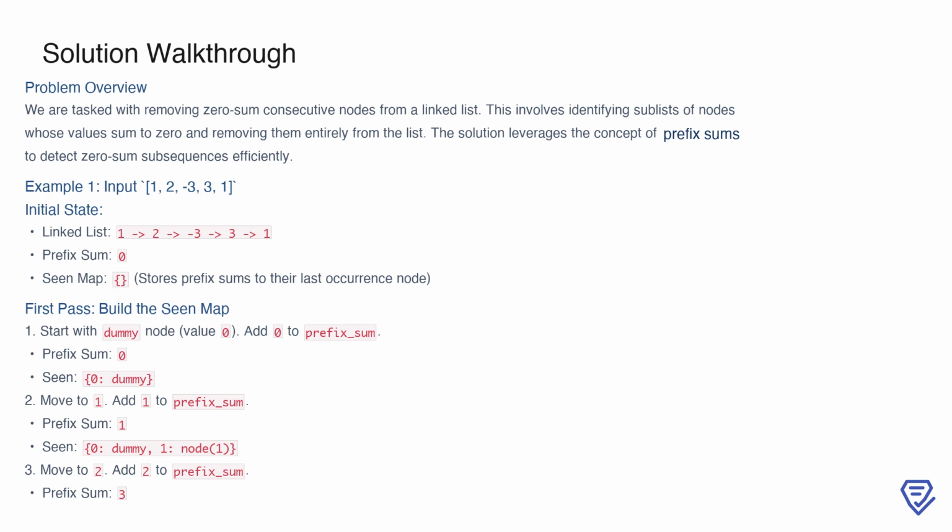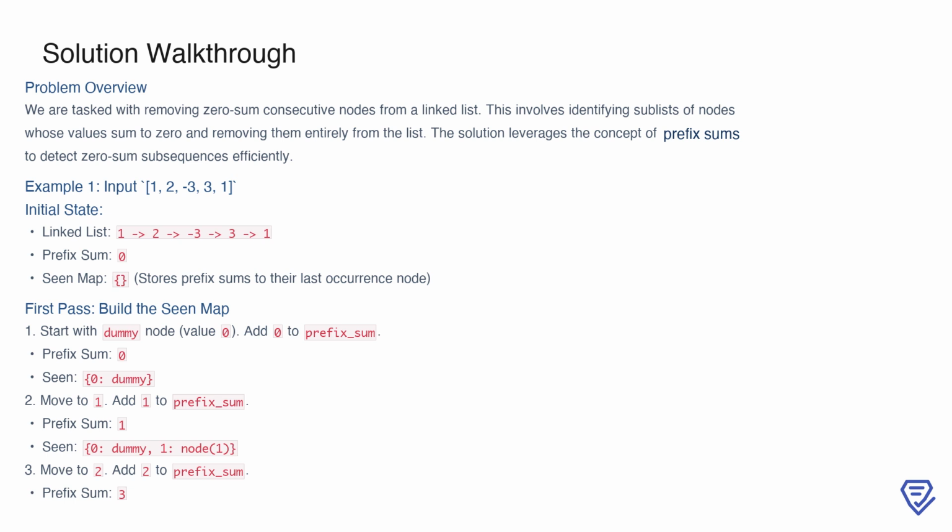Let's take the example input 1, 2, -3, 3, 1. Initially, the linked list looks like this: 1 -> 2 -> -3 -> 3 -> 1. We start with a prefix sum of 0 and an empty map to store the prefix sums and their corresponding nodes. In the first pass, we traverse the list to build this map. Starting with a dummy node of value 0, we add its prefix sum to the map, so the prefix sum is 0 and the map contains 0: dummy.